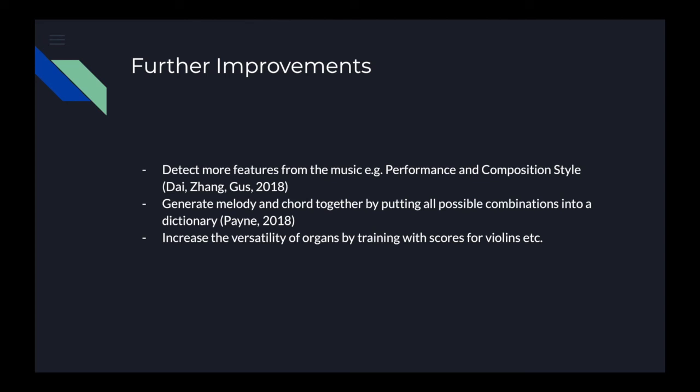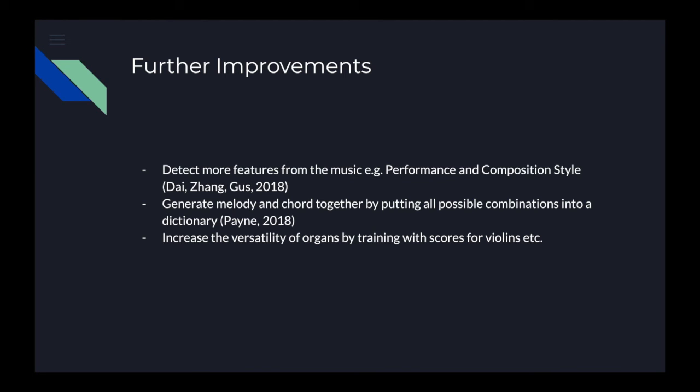There are a few further improvements we could make with our model. For one, we could detect more features from the music, for instance, its performance and composition style. These are really important in our perception of a certain piece of music. Another thing we could potentially do is to generate melodies and chords together. If we could put all of their potential combinations into a dictionary and take its value as the input, this would be more similar to a word variant of RNN.